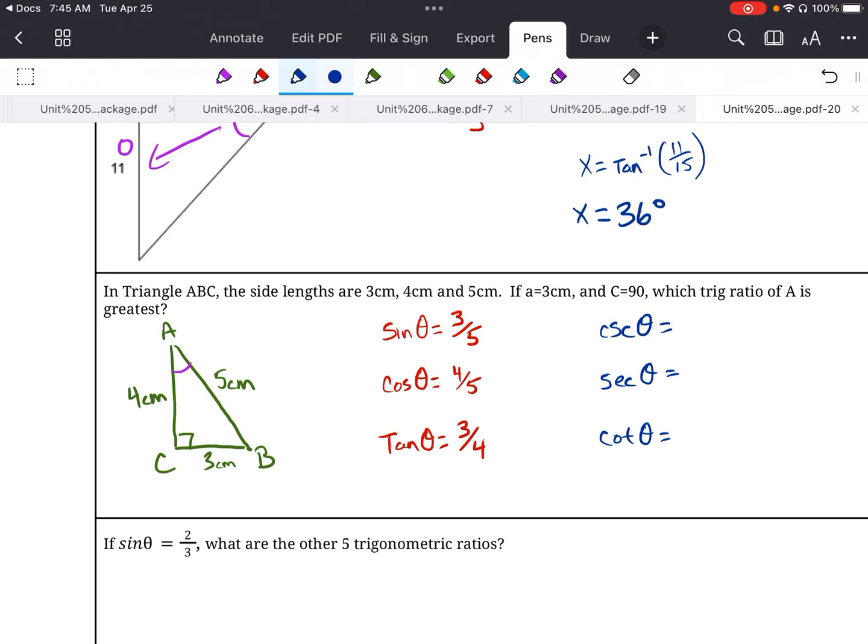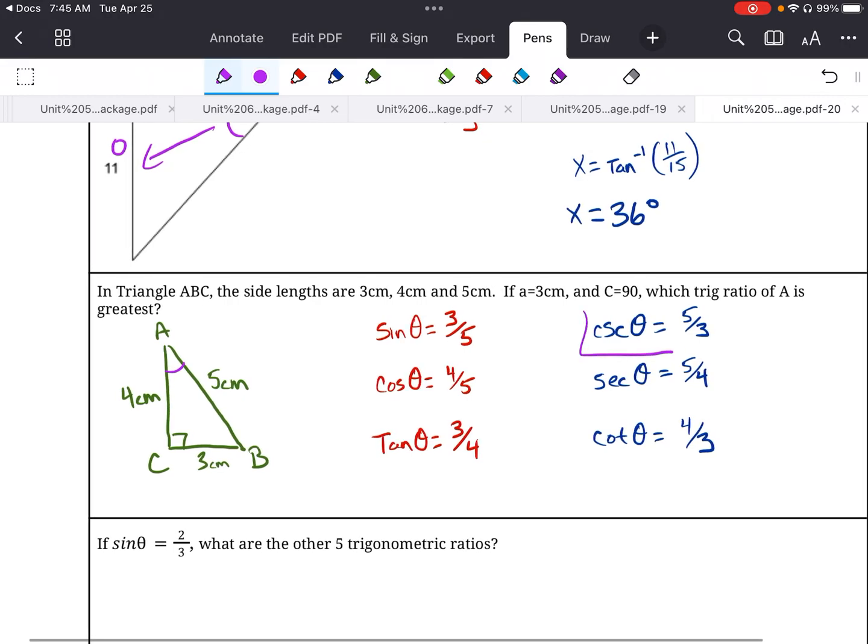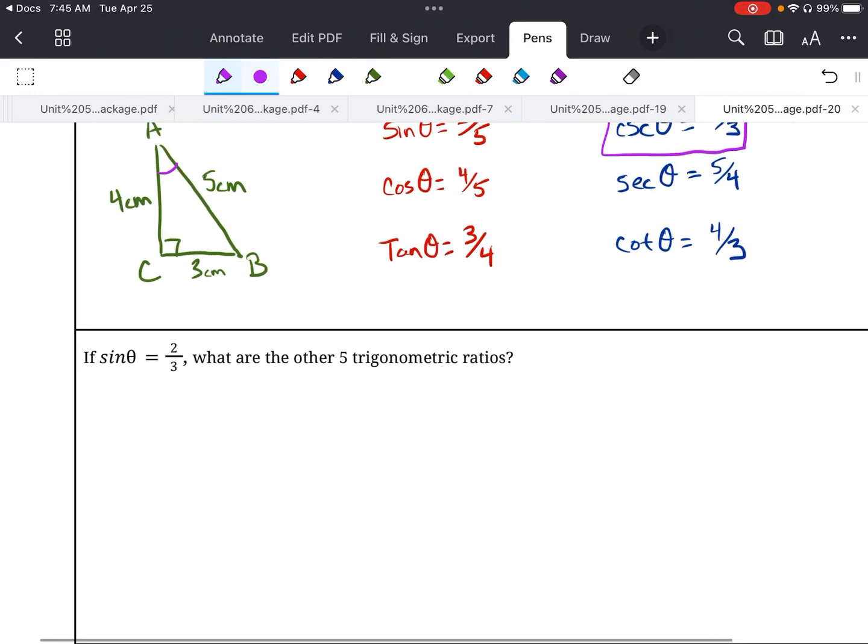For our reciprocals, you don't even need to look at the triangle here. You're just flipping them upside down. Cosecant goes with sine, so you just flip it upside down. Secant goes with cos, so you flip it upside down. And cotangent goes with tangent, flip it upside down. Now we can look at all of these and see which one is actually the greatest ratio, and that is cosecant. 5 over 3 would give you a larger decimal than the other 5 ratios.